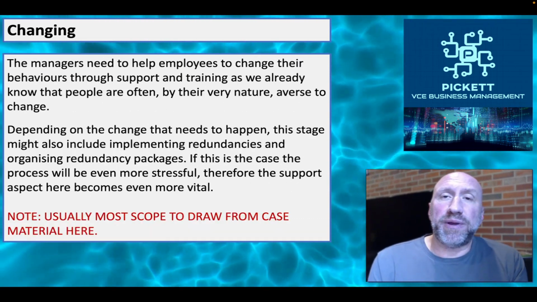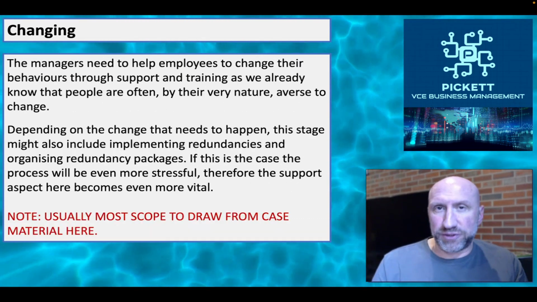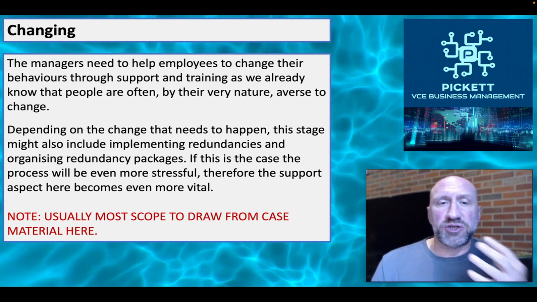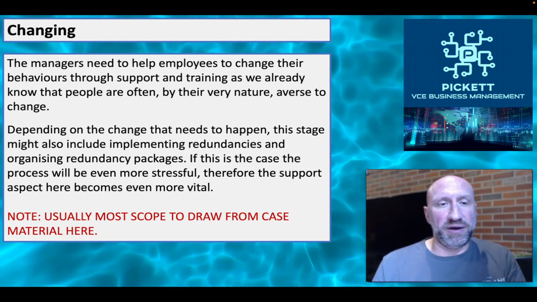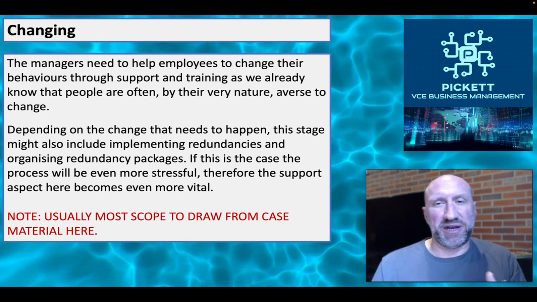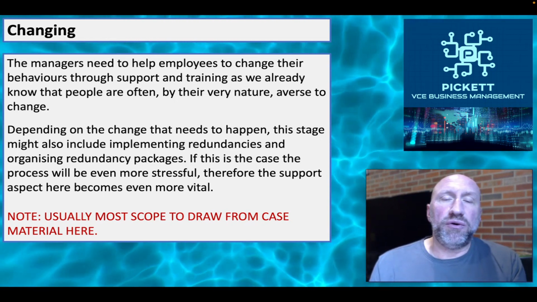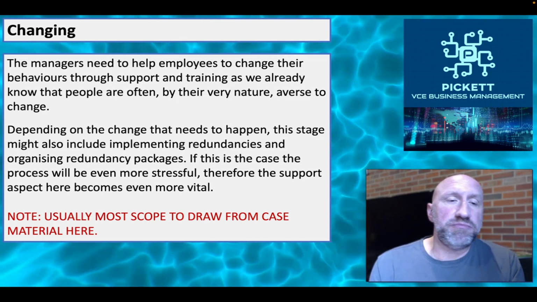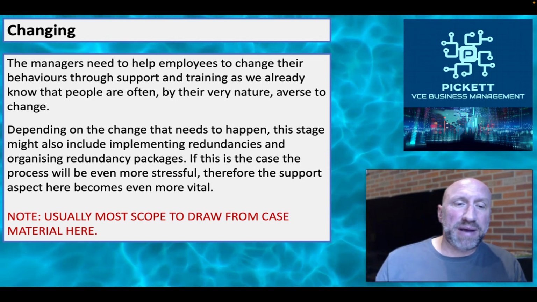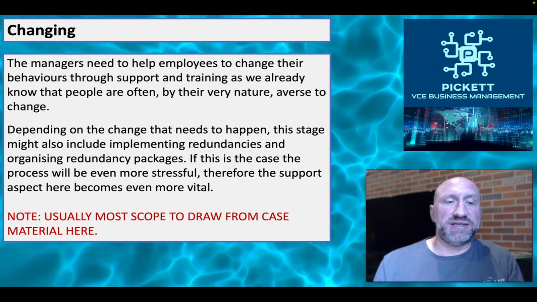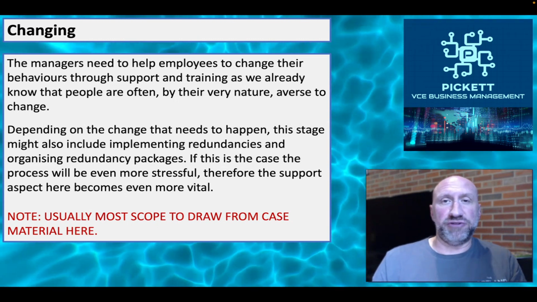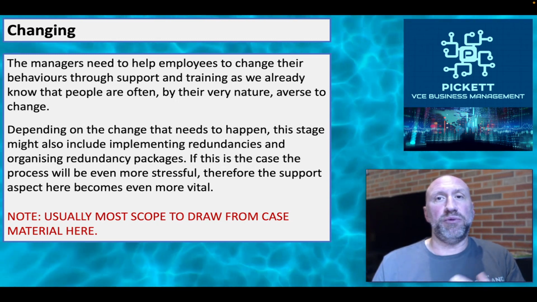So managers need to help employees to change their behaviours through support. There we go, back to a low risk strategy. Support and training, because we know already, as we've said many times, that people very often, by their very nature, are averse to change and find it uncomfortable. So depending on the change that needs to happen, this change might involve implementing redundancies, organising redundancy packages. If that is the case, this process is therefore going to be even more stressful. And then this low risk strategy of support becomes even more crucial.